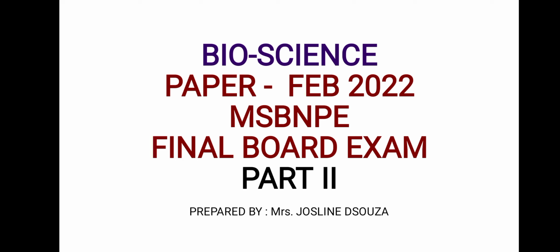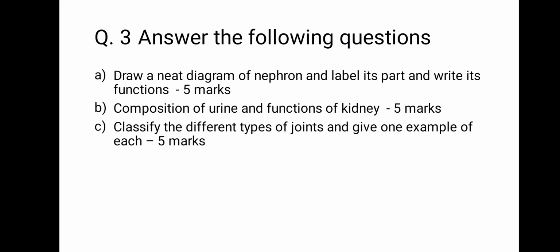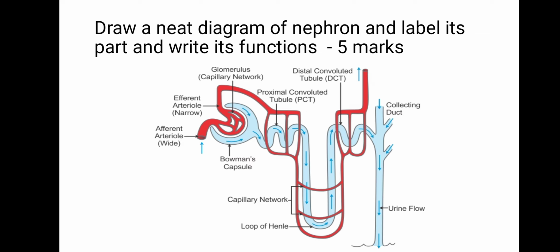Bioscience paper, first year GNM. February 2022. Part 2. Answer the following. Draw a neat diagram of nephron and label its part and write its functions, 5 marks. Composition of urine and functions of kidney, 5 marks. Classify the different types of joints and give one example of each, 5 marks.